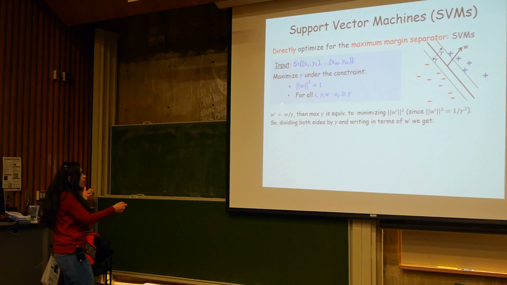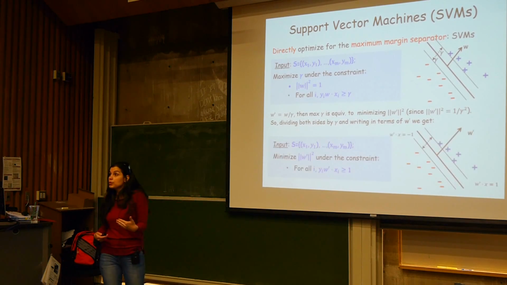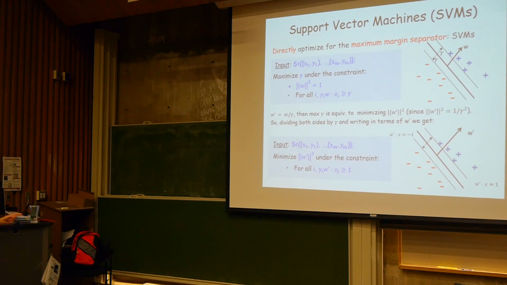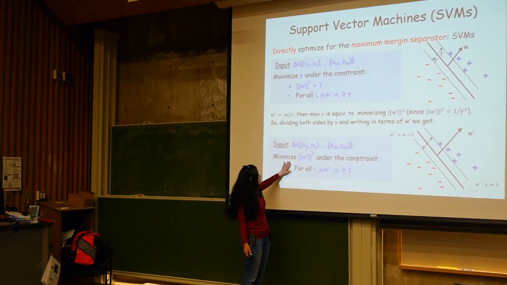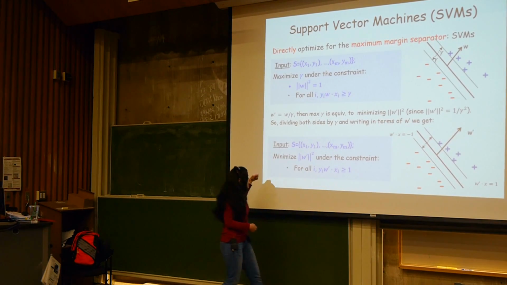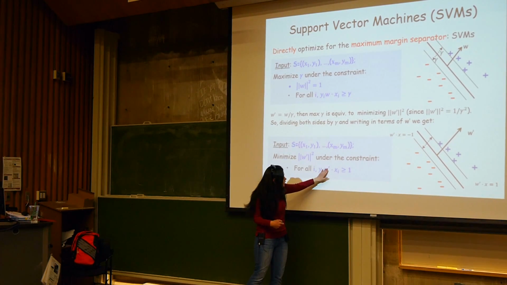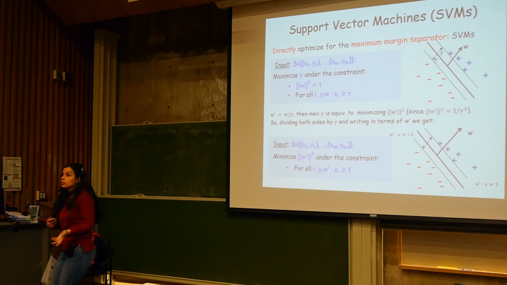And then I also want to derive these constraints in terms of W prime, so I have to divide both sides by gamma. And so when I divide both sides by gamma, here's an equivalent optimization problem. What I want to do is just find the vector W prime such that these constraints are satisfied: the dot product between W prime and xi times the label is greater than or equal to 1. And moreover, I want to minimize the norm of W prime squared.